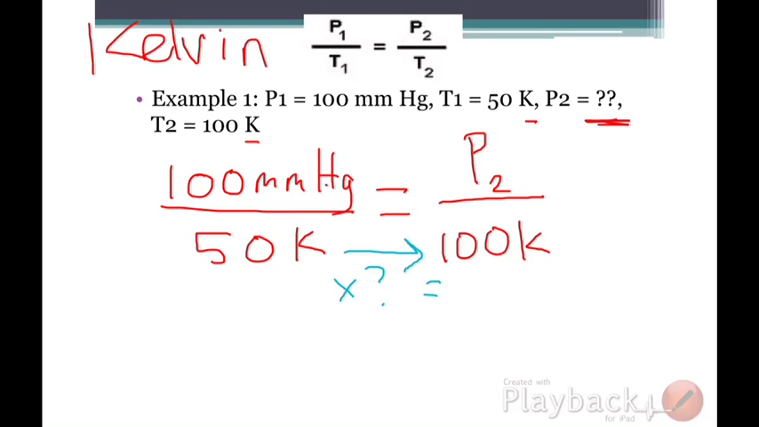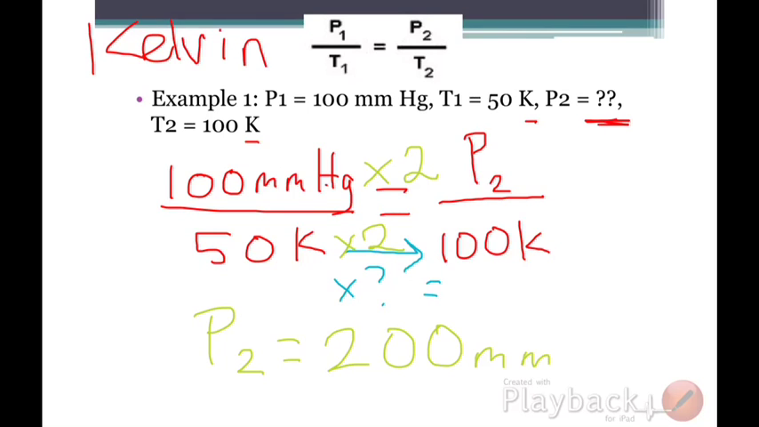Okay, so if we're going to multiply by 2 here, then we have to multiply by 2 on the top also. That means that our P2 is going to equal 100 times 2. That's 200. We're still going to use millimeters of mercury. So that's our answer for number 1.